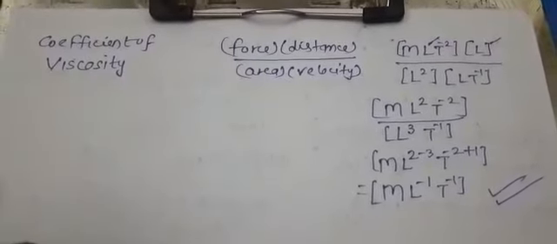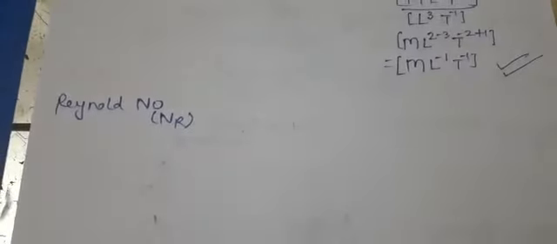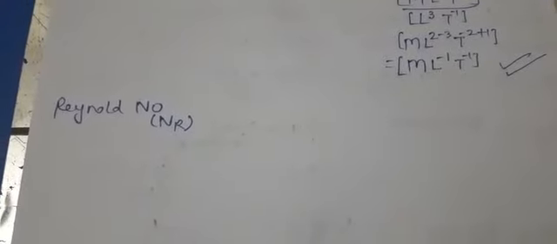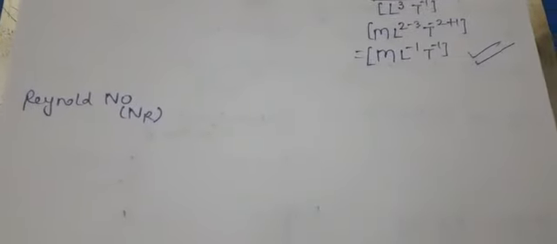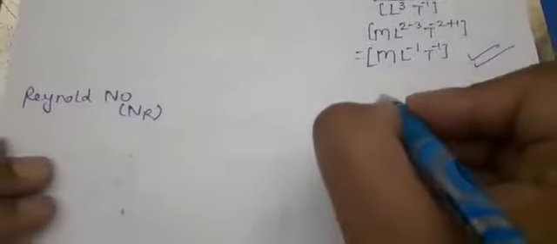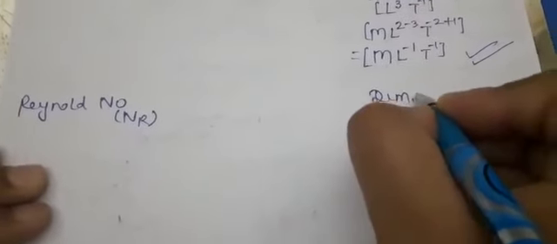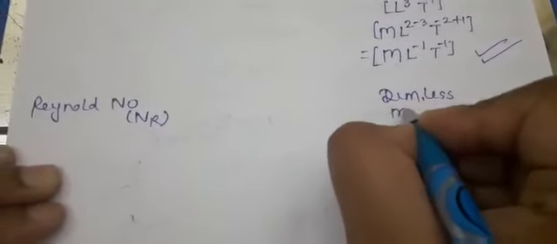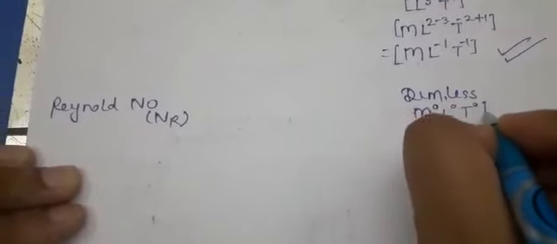Next term is Reynolds number. Symbolically we can represent it by N or N R, R is the suffix. No need to learn its physical formula. Directly here you can say this is dimensionless, or M0, L0, T0.